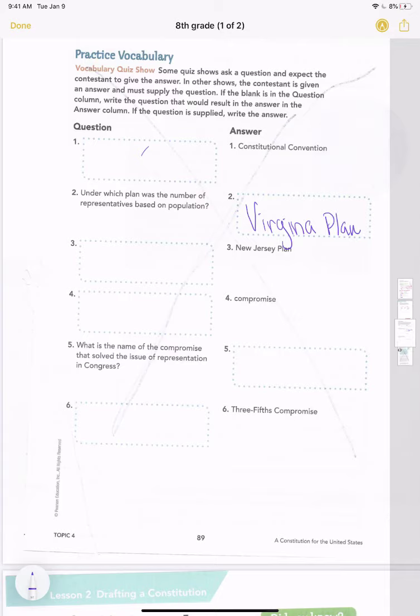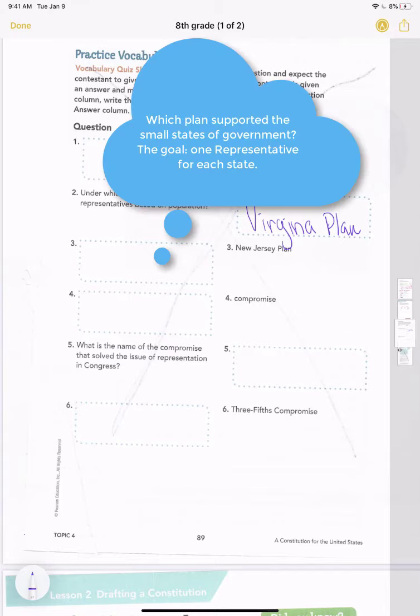All right, so number 3, we know the answer is the New Jersey plan. So I would ask this question: which plan supported the small states of government? So their goal was to have 1 representative for each state. So that would be a question that you would have for number 3.